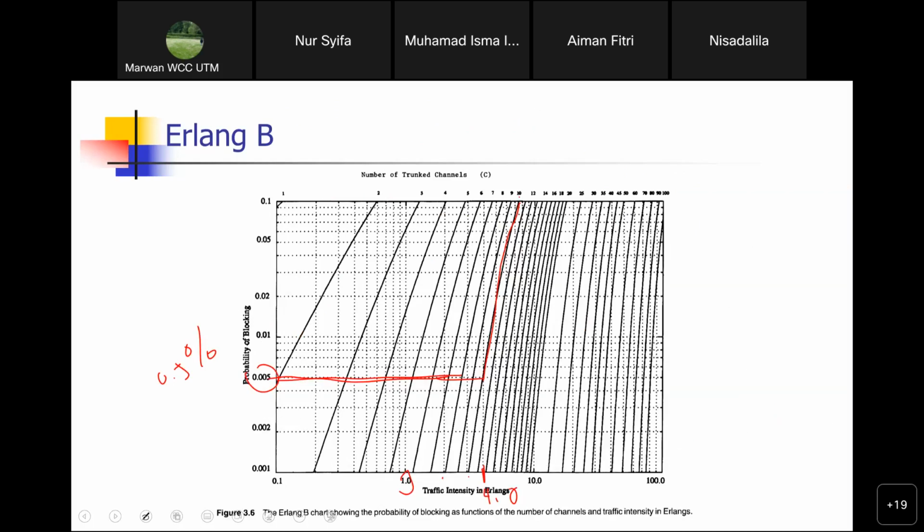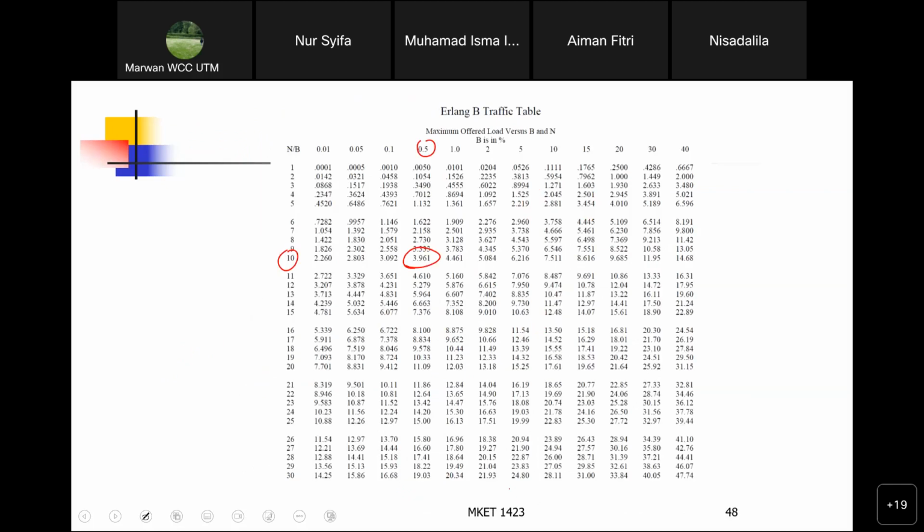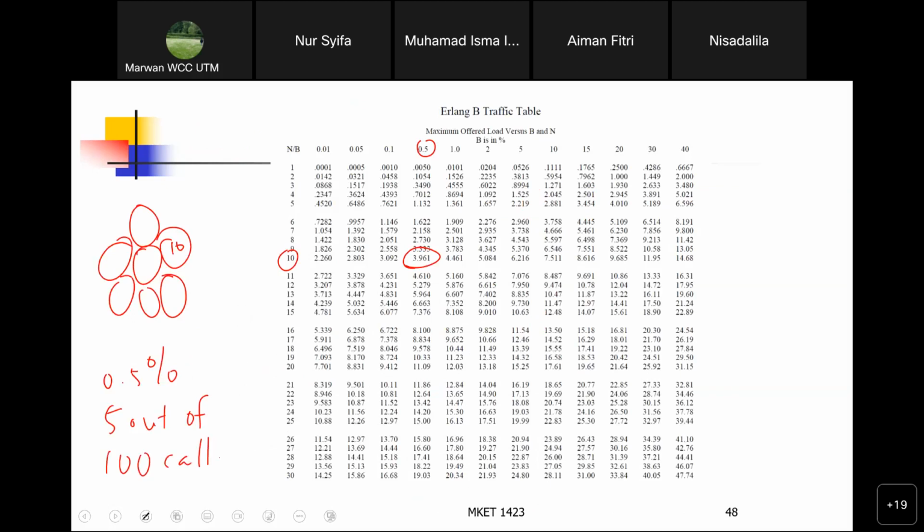So now it's just to find first how many erlang the system can support. So in this case, we go back to our system. If one cell we have 10 channel and we introduce 0.5% grade of service, what does it mean? It means that 5 out of 1,000 calls will be blocked. This is what 0.5% means. There will be 5 calls in every 1,000 calls blocked.